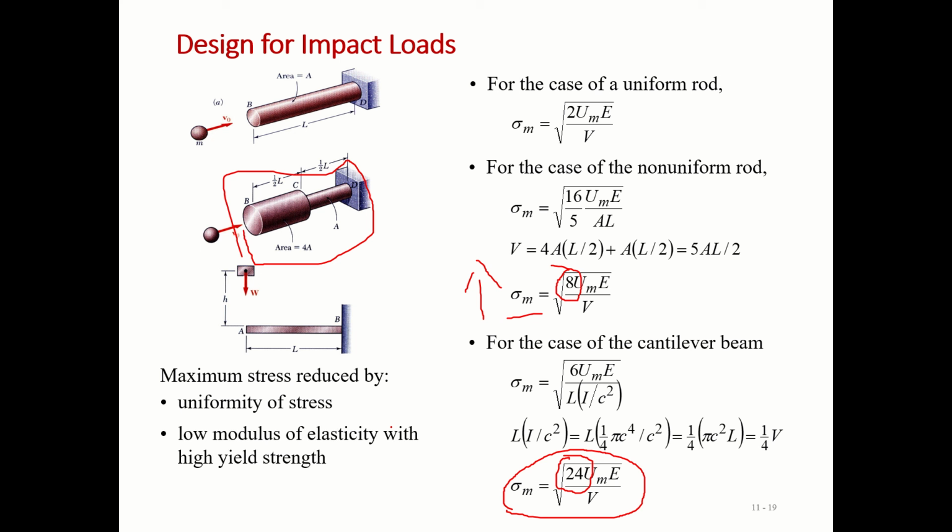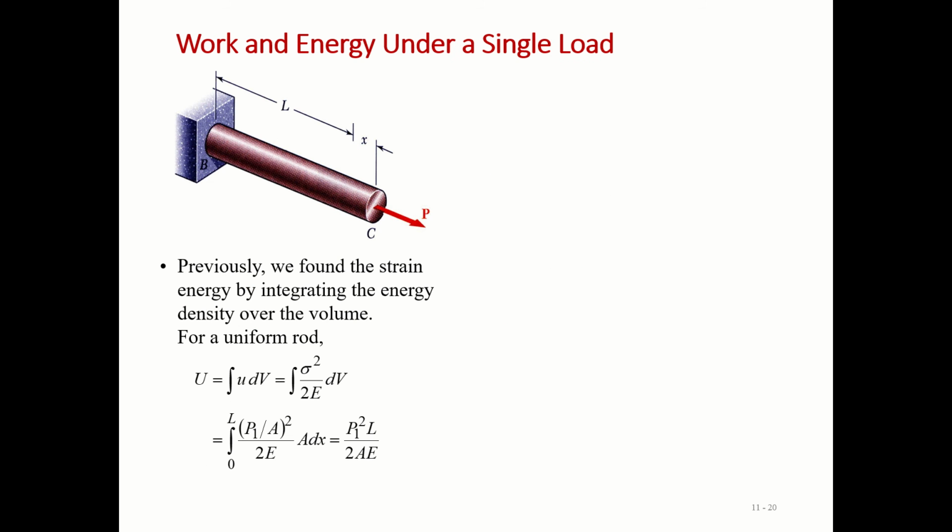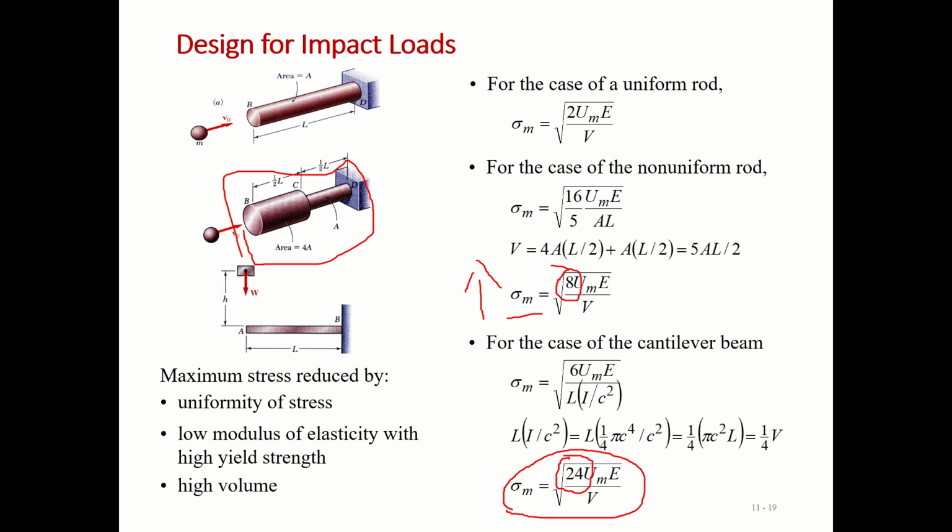So maximum stress is reduced by the uniformity of stress. Maximum stress is reduced by a low modulus of elasticity with high yield strength. So if we are decreasing the modulus of elasticity, it means that we are decreasing the influence of the impact load. Similarly, high volume also reduces the maximum stress. So this was all about the impact load.